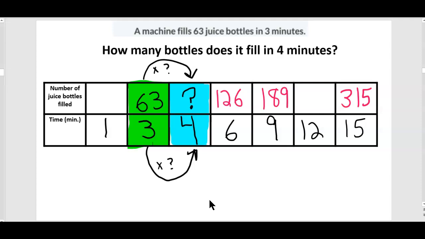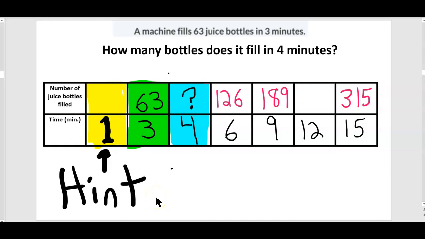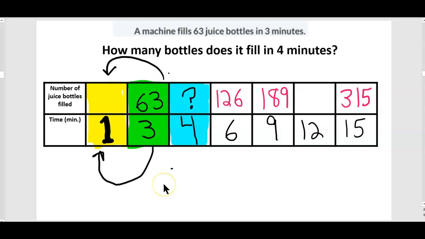Because if you multiply 3 times 1, you get 3. 3 times 2, you get 6. That's too big. So anyway, what do we do? What are your ideas? How could we go about this? Think about it. Pause the video. I highly encourage you. Okay, here's the hint. Let's find this one.